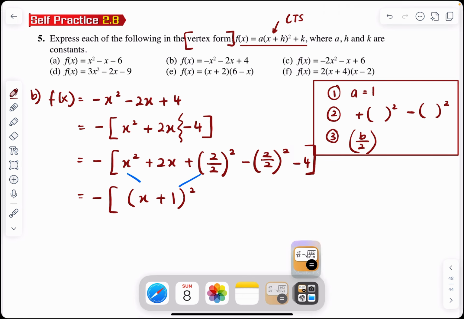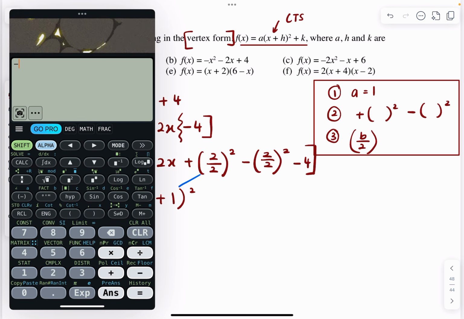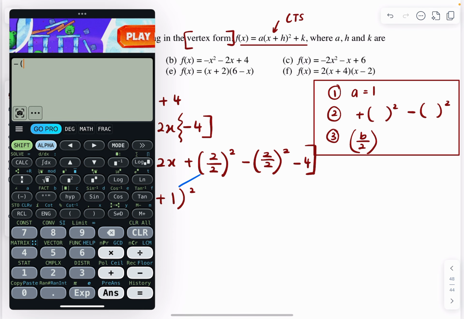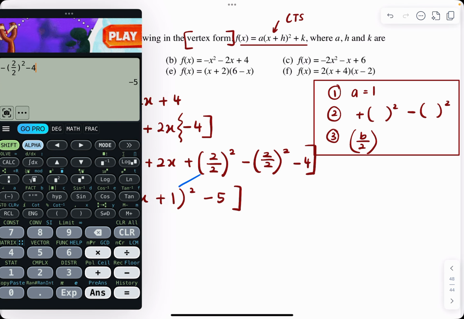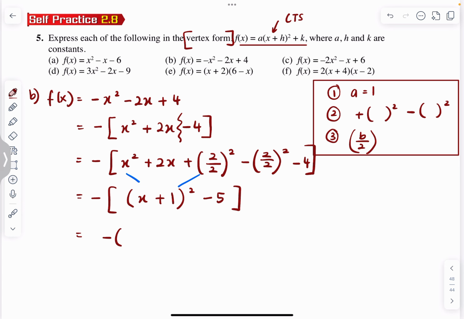And then the remaining we can put in our calculator. 2 over 2 is 1. So I just write 2 over 2 square minus 4, negative 5. Right. Then we expand the negative inside. So it'll become negative x plus 1 square plus 5. This will be our vertex form.